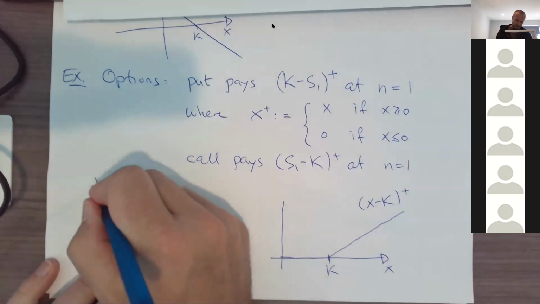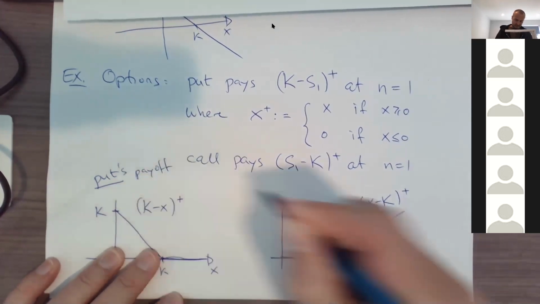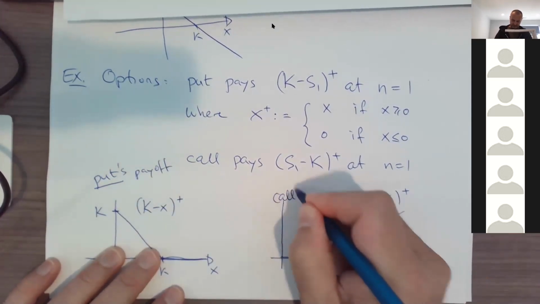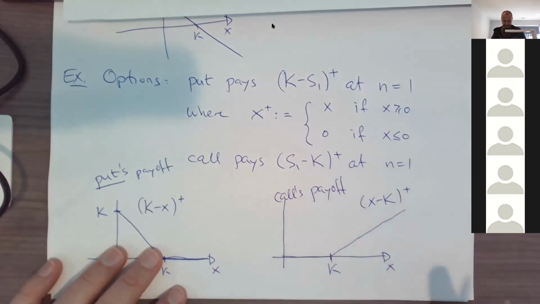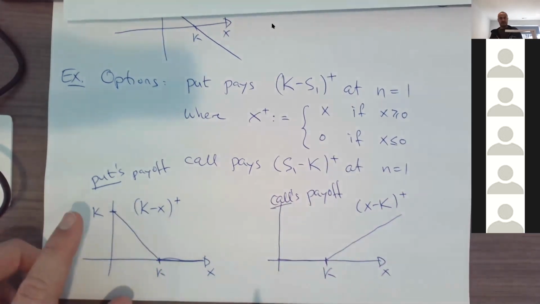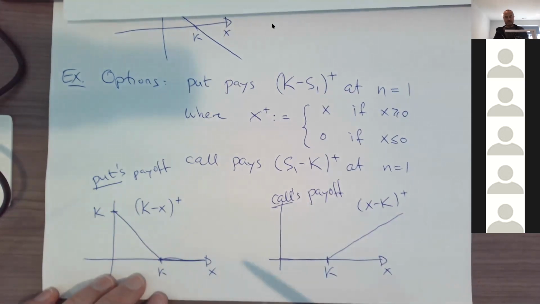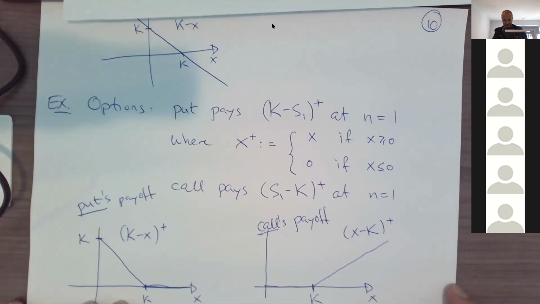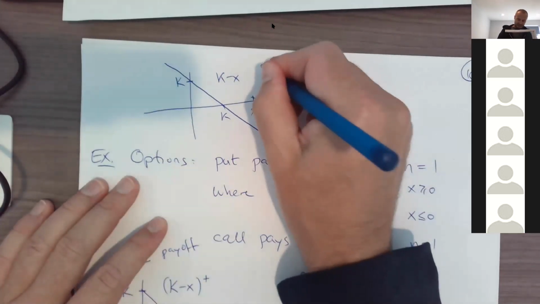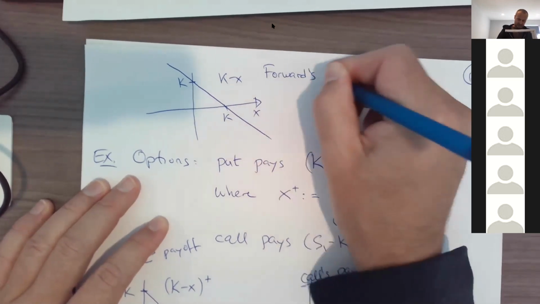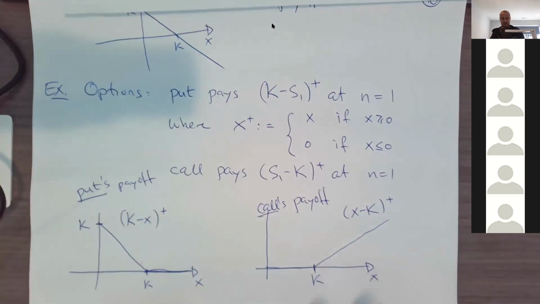So this one here is the put. This is the put's payoff. This one here is the call's payoff. And these things here are called hockey sticks. They look a bit like a hockey stick. So we have, this is the payoff. This one here is the forward. And these ones here are the two options.